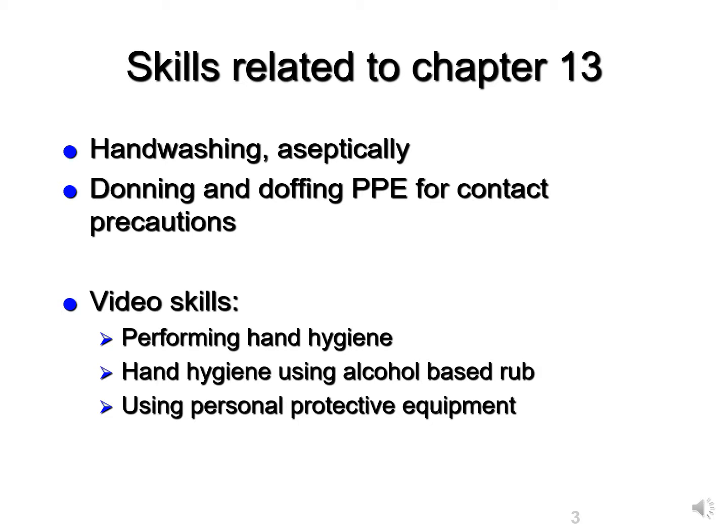You also have video skills available for this chapter. One is performing hand hygiene. One is hand hygiene using alcohol-based rub. And what you'll see is hand hygiene is used instead of hand washing because the use of alcohol-based rub has become a very important part of our practice. Also using personal protective equipment, and that shows you more than just the gown and gloves. It shows you donning of gown, gloves, mask, goggles, and also the order to put them on and take them off, and that's something that you need to know.